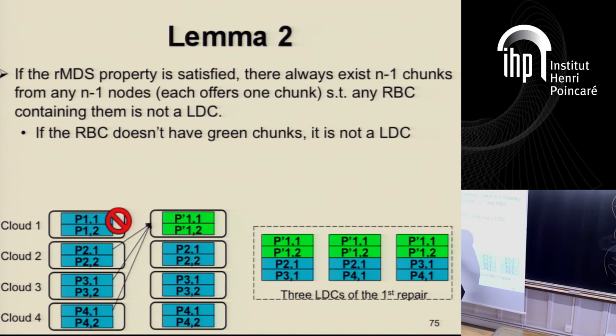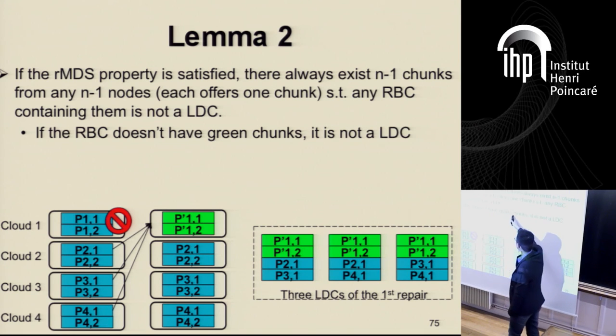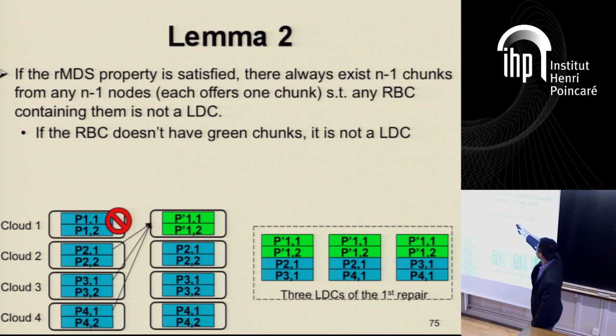If the RBC doesn't have green chunks, the green chunks being the new chunks, then it is not an LDC. That is the first case. It is very easy to understand because each RDC should contain the green chunks. So if the RBC doesn't have green chunks, it is not an RDC. It's clear.